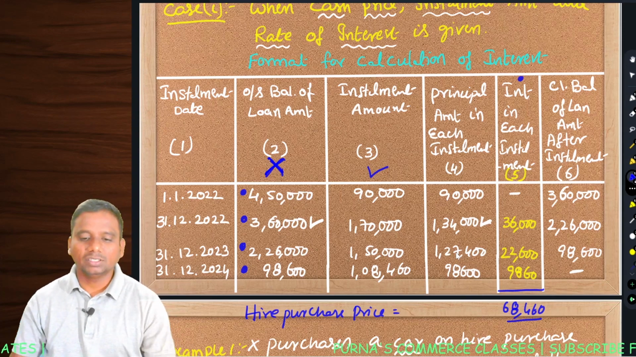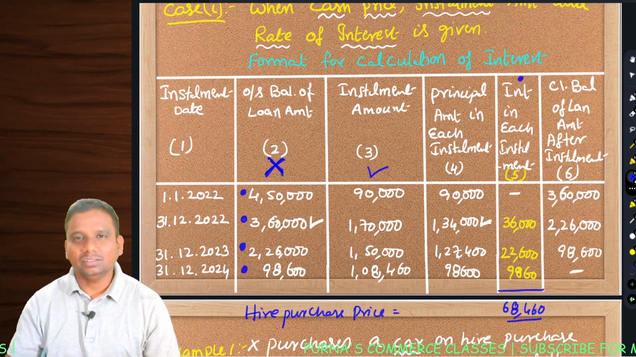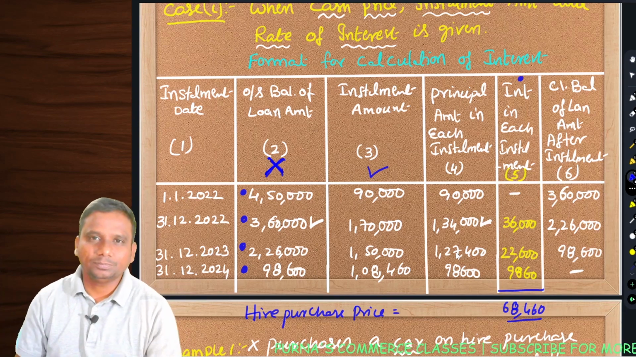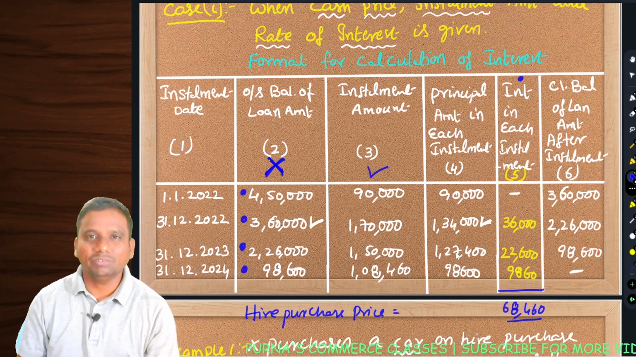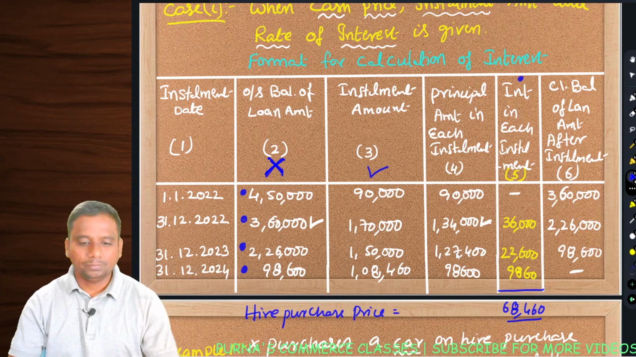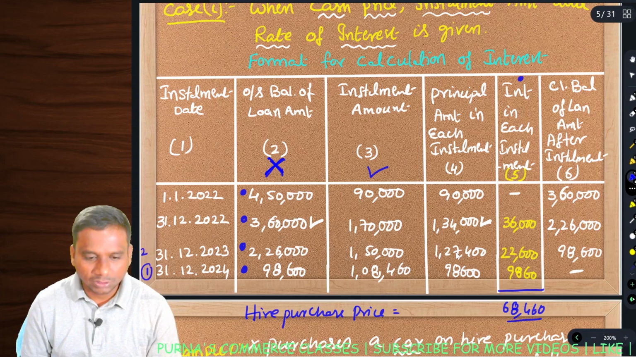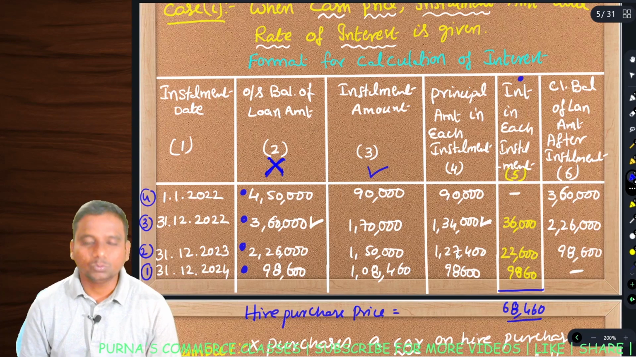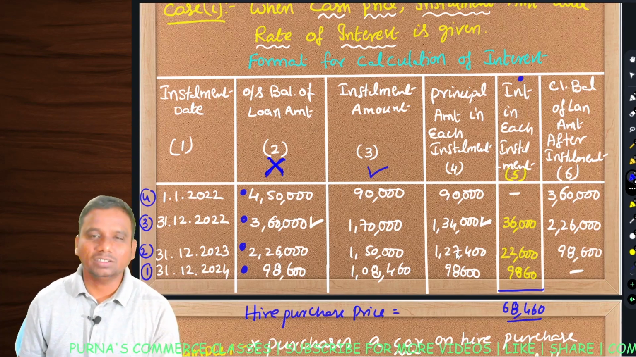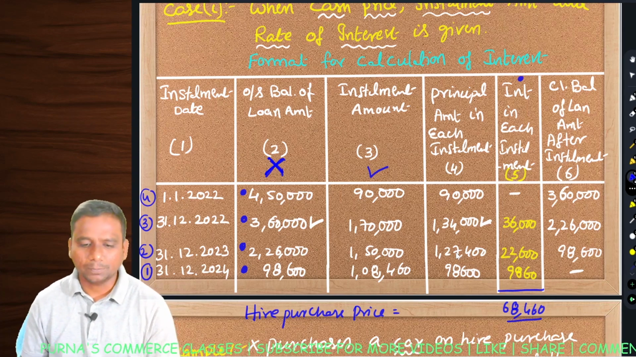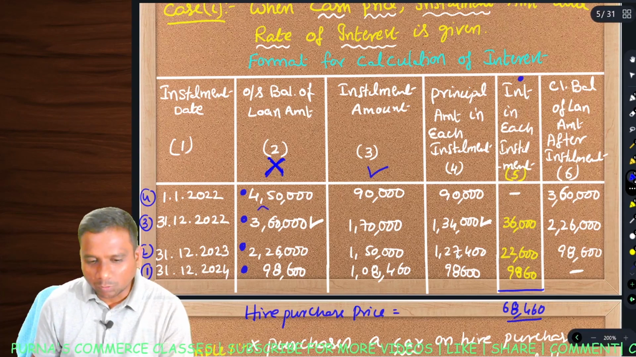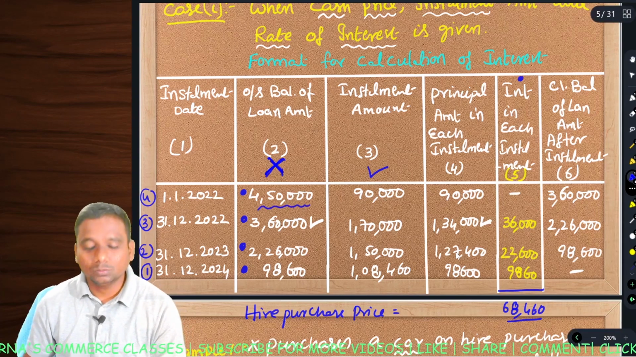What I am saying is, we calculate these things by reversing this table. Reversing this table means this will become first one, this will become second one, this will become third one, this will become fourth one. Sir, how is it possible? Simple. Look at it. We don't know this amount. Yes or no? Okay, fine.